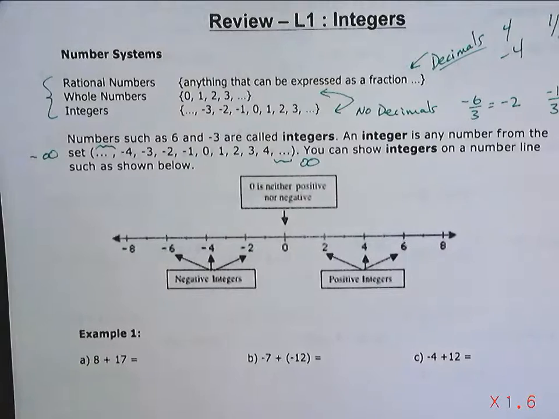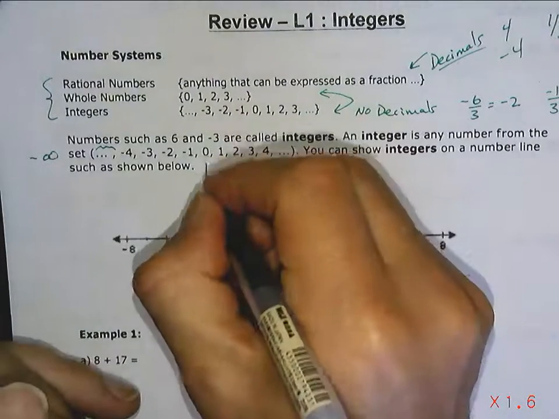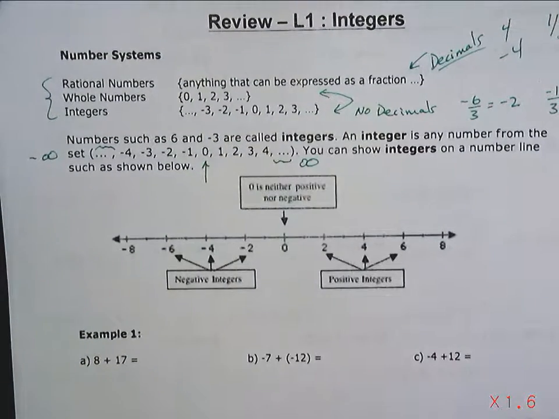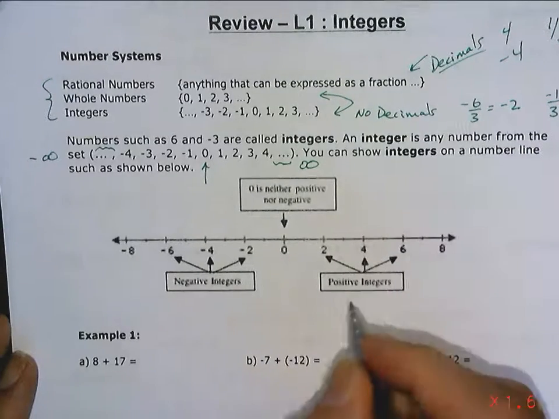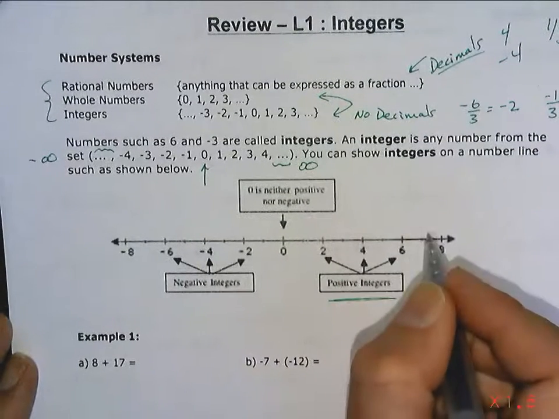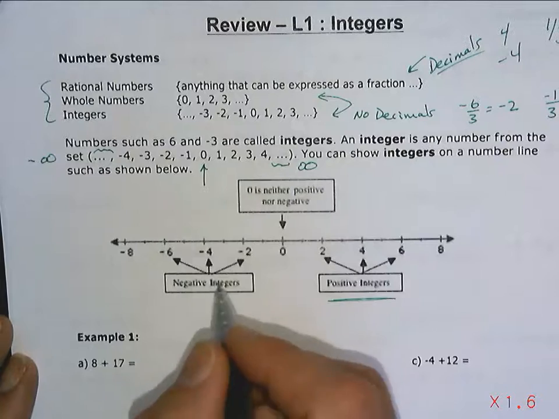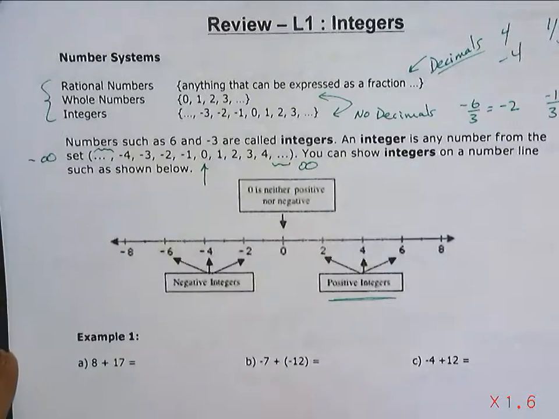It's a direction. 0. 0 is neither positive nor negative. Be careful of that. 0 is neither positive nor negative. However, we do complicate things by saying that it's non-negative. Okay? It's a non-negative number. So here's 0. Here's all your positive integers on the right-hand side of 0. Here's all your negative integers on the left-hand side of 0.